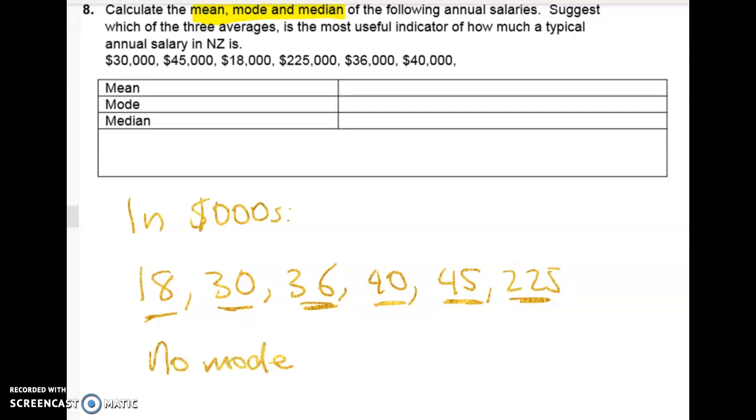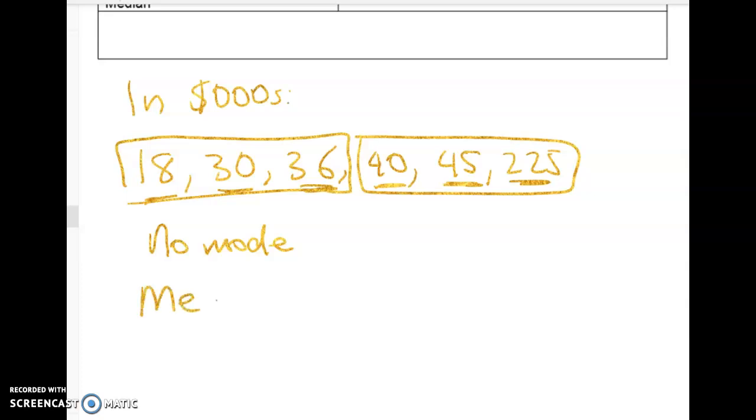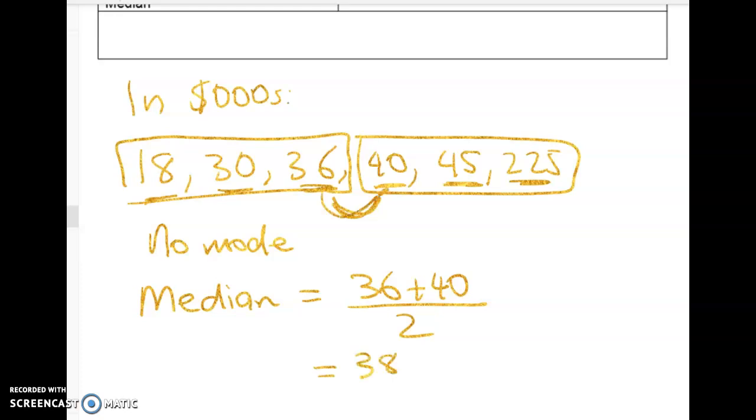So the person in the middle, and we've got 6 people, so we've got 3 people here and 3 people here. So the median is going to be halfway between those two numbers. Now you can work that out like this. It's the average of the two numbers, right? Or you can just look and go, what's halfway between 36 and 40? It's 38. Now that's how I would do it, and I think how most of you would do it.